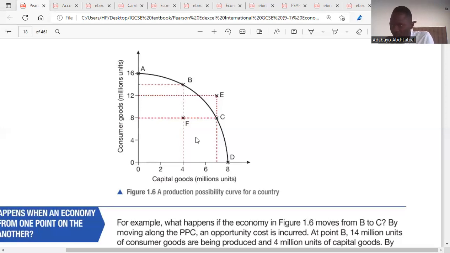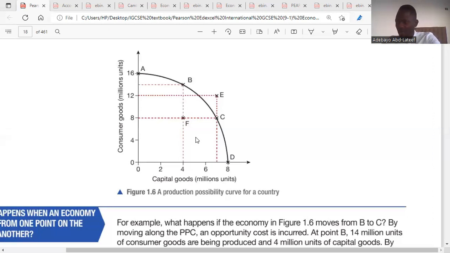Okay. Do you understand? At point F, the economy is not fully utilizing its resources. At point E, the economy is producing more than its resources. How can you produce more than your resources? Is it possible? It's not possible. You have to produce with your resources. Do you understand the combination here?